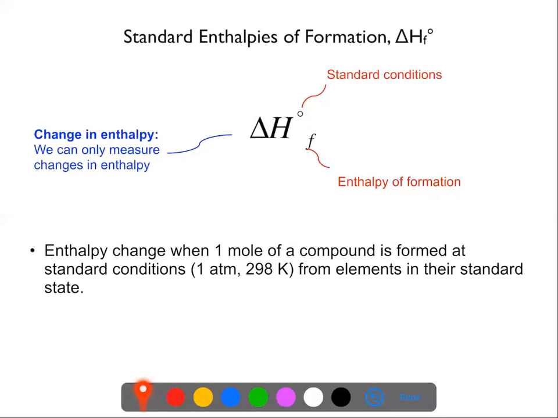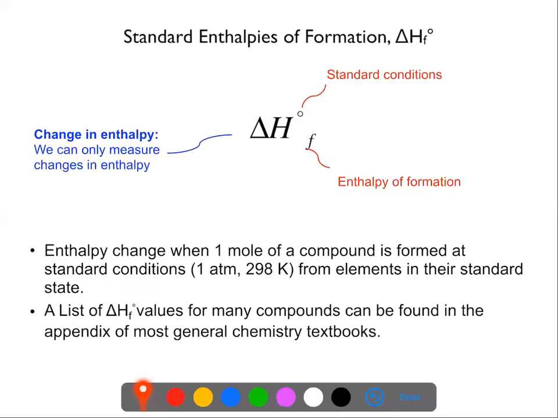So the definition of an enthalpy of formation is the enthalpy change when 1 mole of a compound is formed at standard conditions, 1 atmosphere of pressure, 298 Kelvin, from elements in their standard state. So a lot to unpack there. The first thing we should take note of is these delta H of formation values, we can look up. They're in the appendix of most general chemistry textbooks. Your OpenStax textbook has one. On exams or quizzes, you'd be given a table with these values.